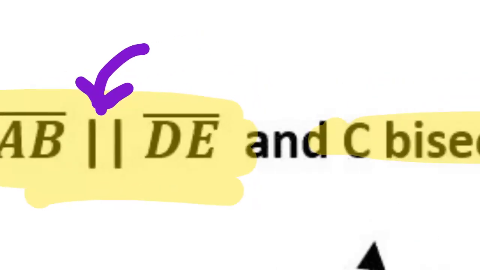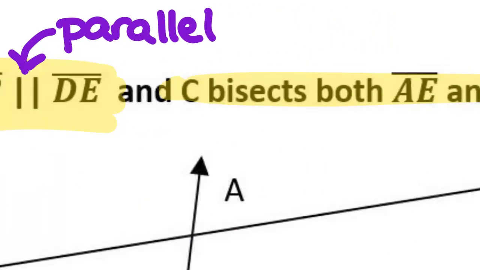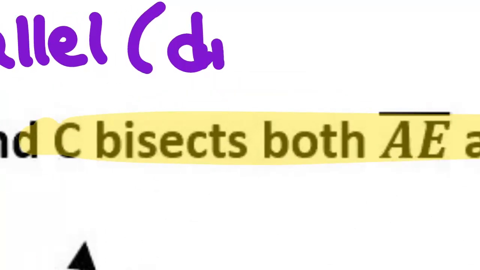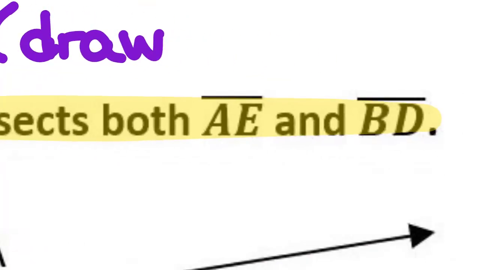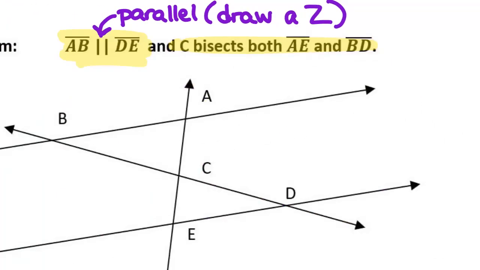Parallel. And I told you guys that when we see parallel lines, we draw what shape? A Z. We are going to draw a Z. All right, we'll go draw that Z in just a minute. I want to finish with my given information here.